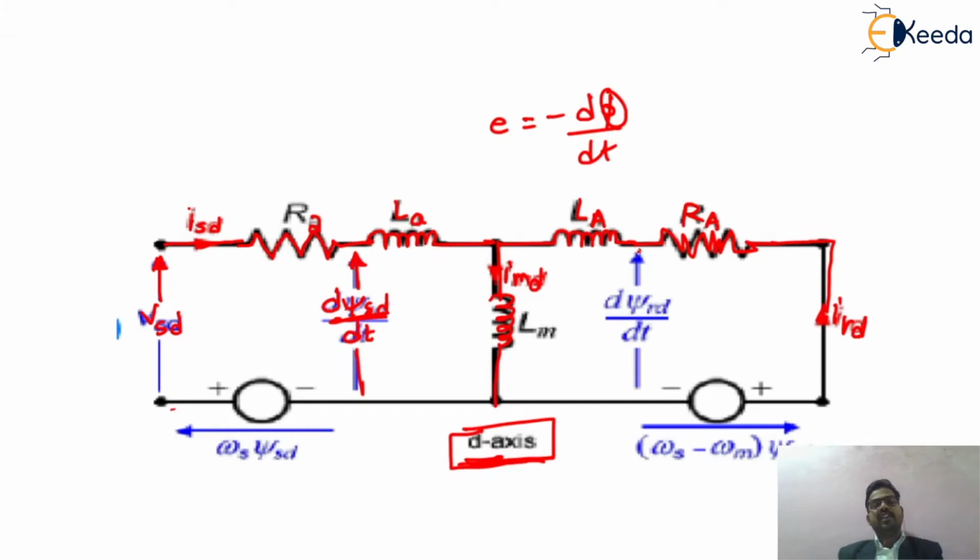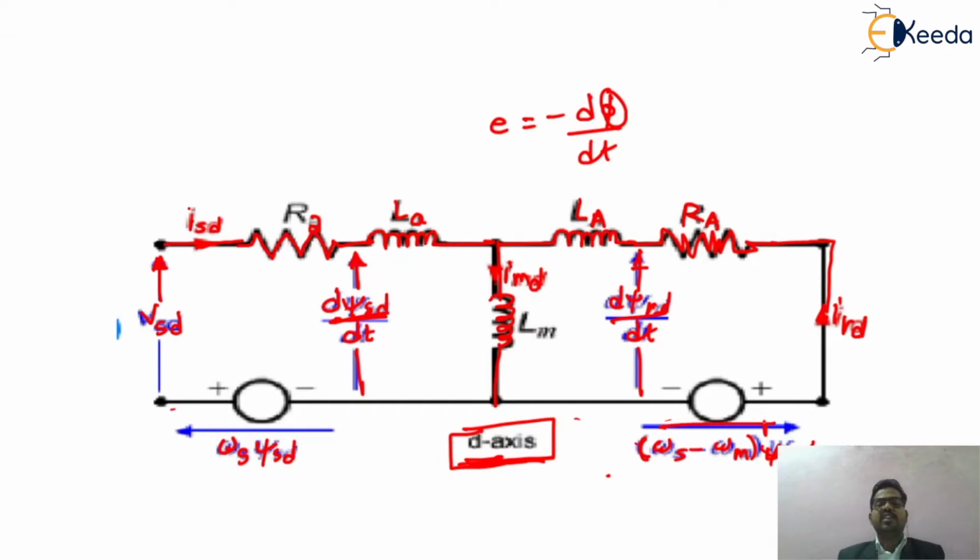Similarly, in concern with the rotor circuit, we get the term d phi rd by dt. This is referred to the rotor circuit, so we call it the direct axis with reference to the rotor. So it gives the terms: the first term with respect to the stator circuit is omega s, the angular velocity, into psi sd, which refers to the stator circuit. But in concern with the rotor circuit, the slip value comes in, so it gives omega s minus omega m into psi rd for the rotor circuit.